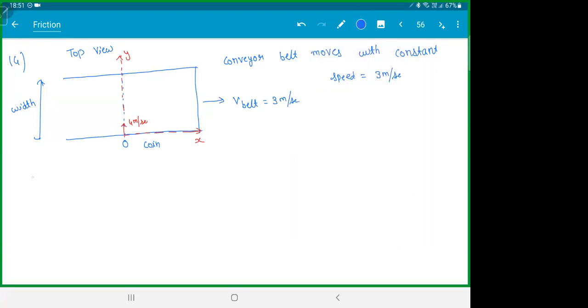So a coin is projected. The coin enters perpendicular to the velocity of the belt. It need not go along that line because of friction and all. The belt's friction is 0.5. The belt is not smooth. Perpendicular to the velocity of the belt, with 4 meters per second.